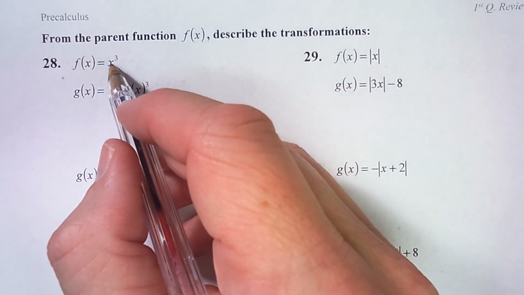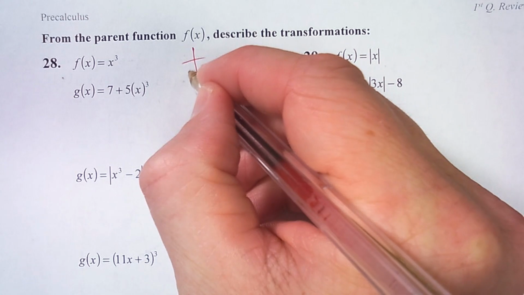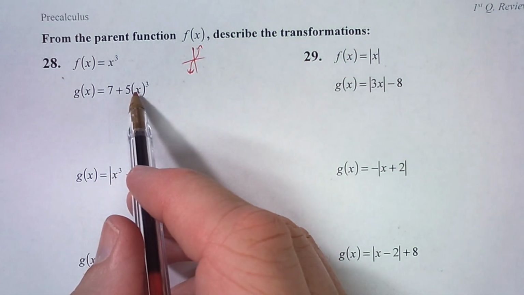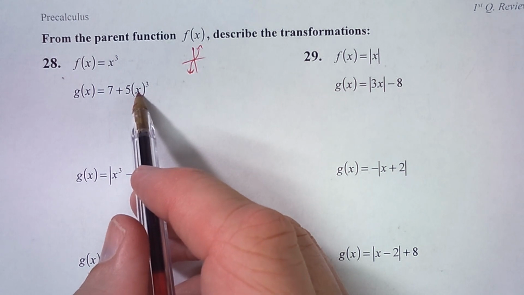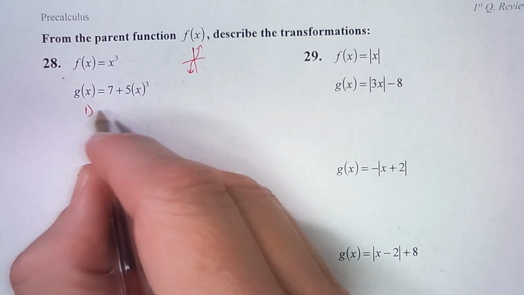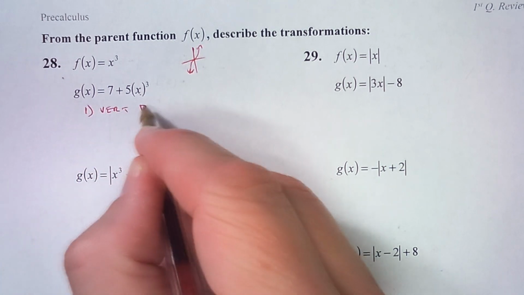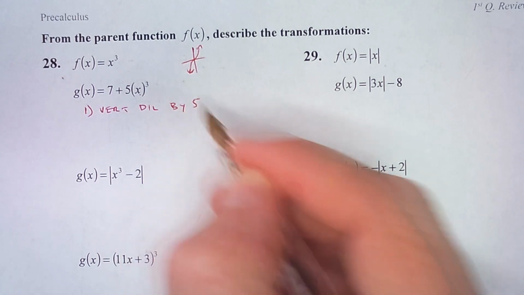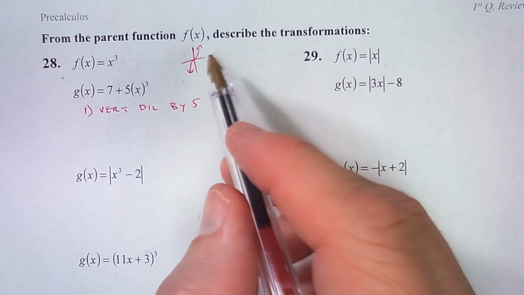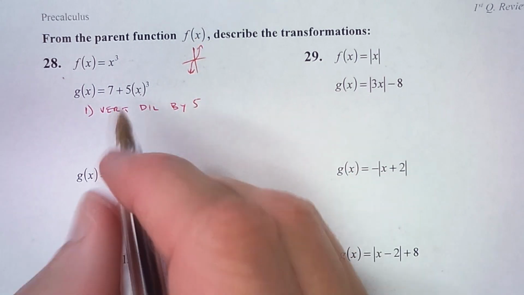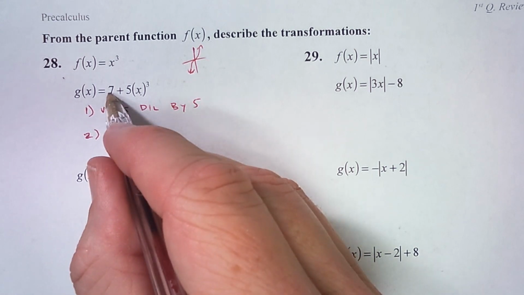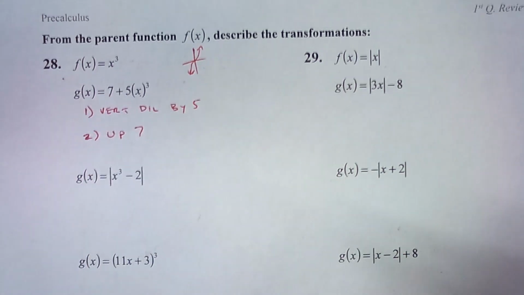Describe transformation. So we're starting with a cubed function. That's a function that looks roughly like that. And two things happen here. Neither of them are inside of the cubed function, so they're both vertical. There's a vertical dilation by 5, so all of the y values stretch 5 times. Y values get multiplied by 5. This gets much taller. And then it shifts up 7 because it's adding a 7 here.